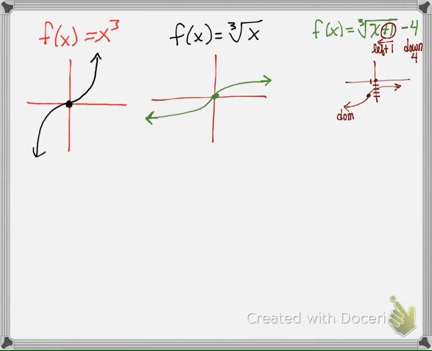Domain and range should be easy. All real numbers. You can use the double line for the R. That stands for all real numbers. For set notation, you would write from negative infinity, comma, to positive infinity. Same thing for range. All real numbers, negative infinity, positive infinity.